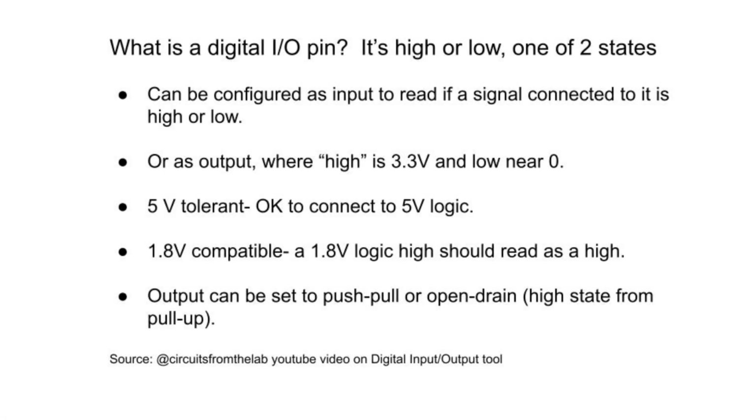A digital I/O pin is one that is in one of two states. It's either high or low. The M2K's pins can be configured to be either inputs, which read if a signal connected to them is high or low, or as an output, where they're either set to high or low, and high is 3.3 volts and low is something near zero.